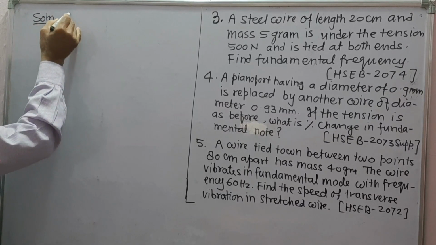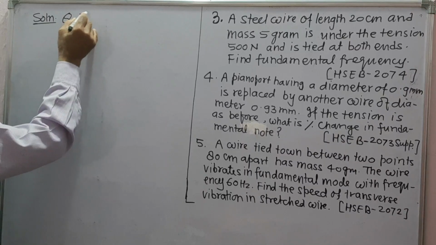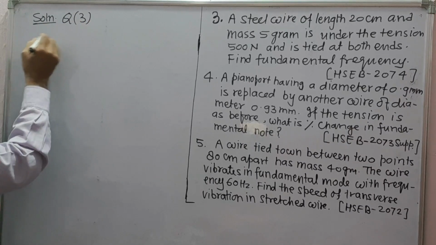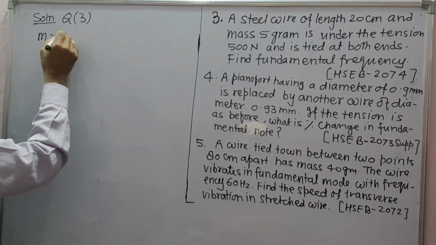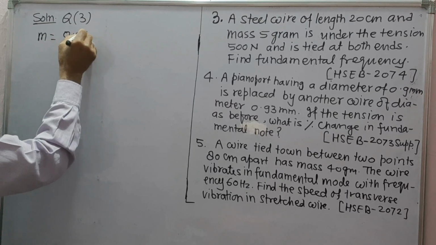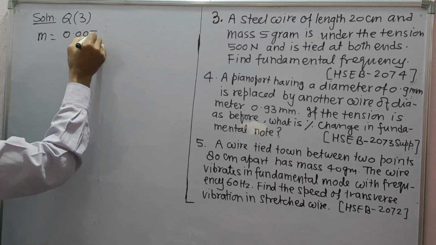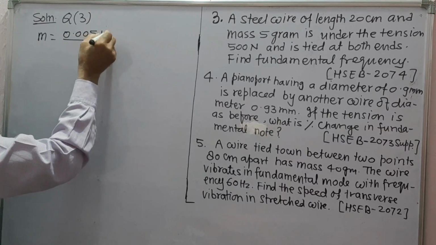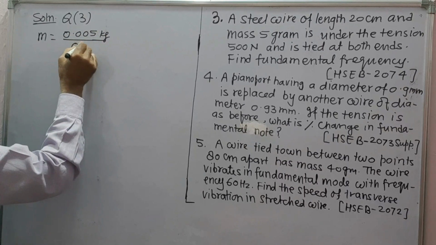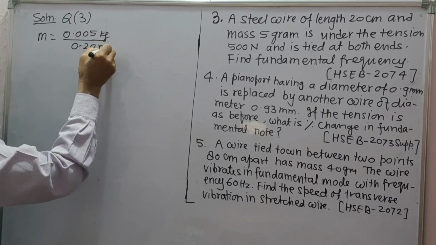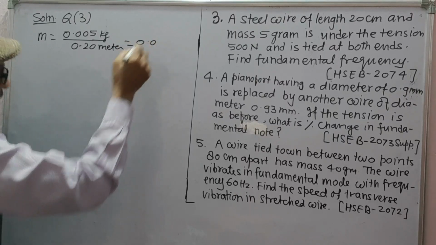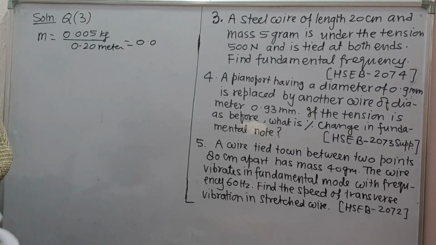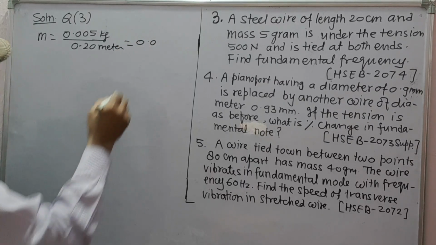Solution to question 3. Mass per unit length will be: mass is 5 gram, 0.005 kilogram, and length is 20 cm, which is 0.2 meter. So we get mass per unit length as 0.025 kg per meter.